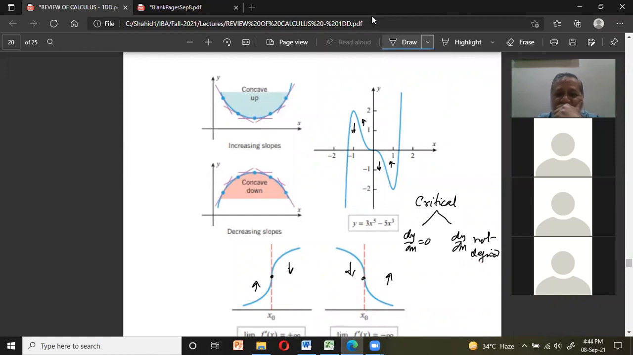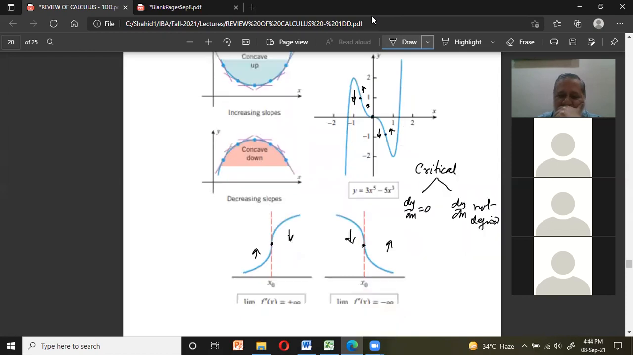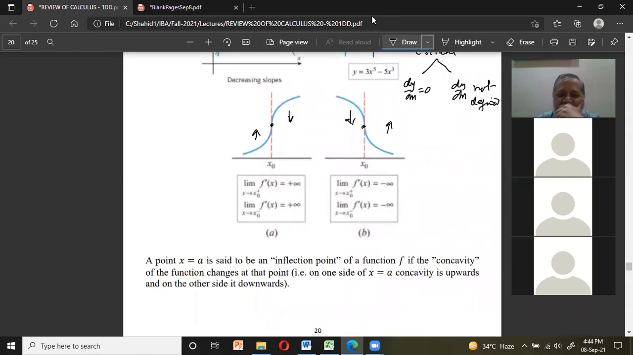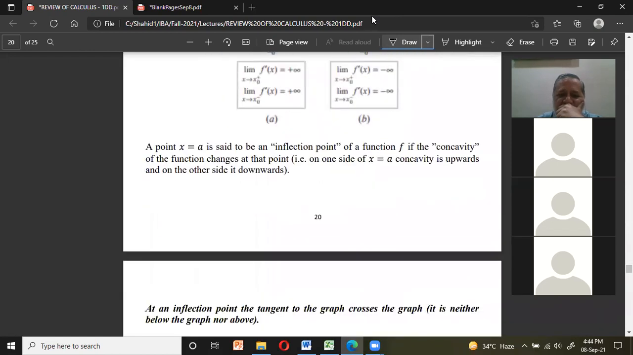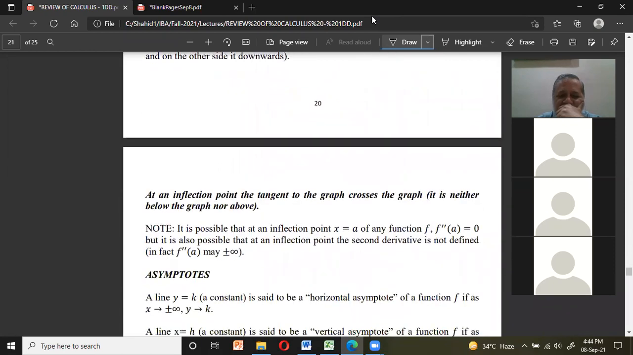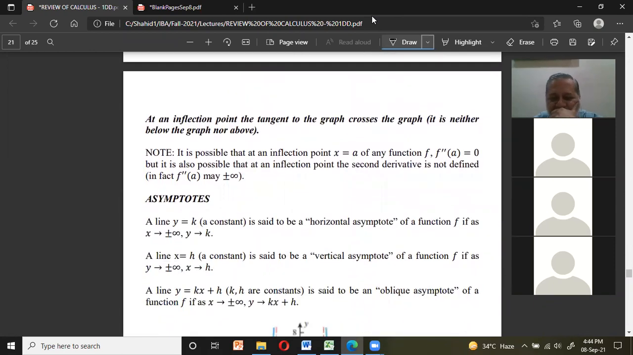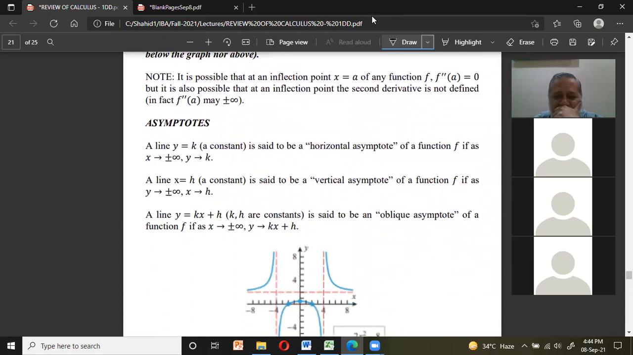There is concavity down here, concavity up here, so there must be an inflection point here. Concavity up here, concavity down here, this is an inflection point. Concavity down, concavity up, there has to be an inflection point in between. The geometrical properties of inflection point are discussed. Asymptote.